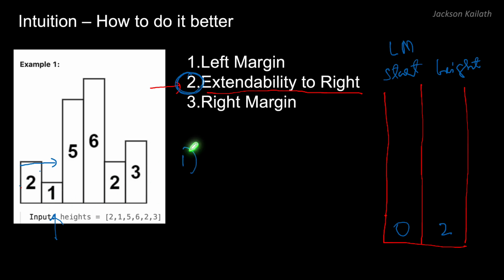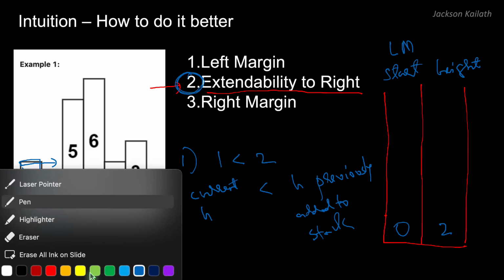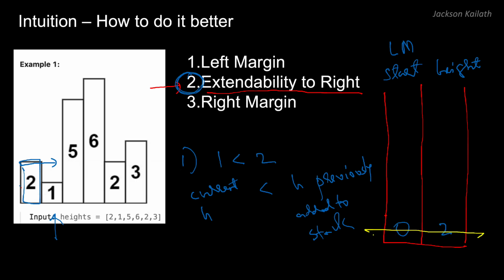We're talking about a case where the pointer is pointing to 1 and 1 is less than 2. In other words, current height is less than height previously added to stack. Because this is the case, I will not be able to extend this bar to the right, and therefore there is no need for storing this in my stack. So I will pop this from my stack. So I'm popping it.